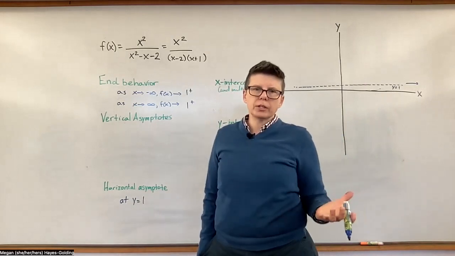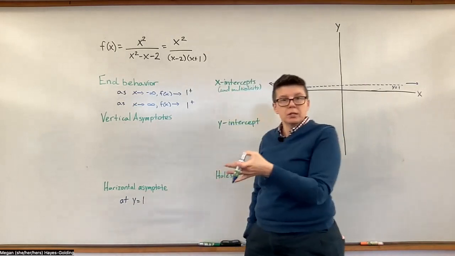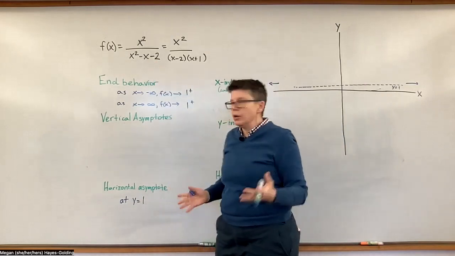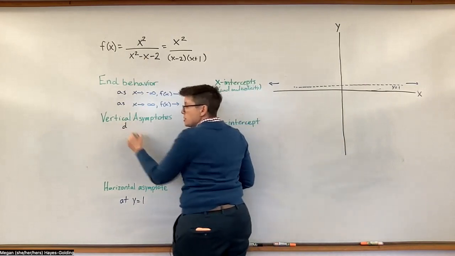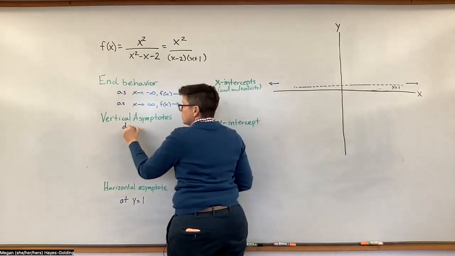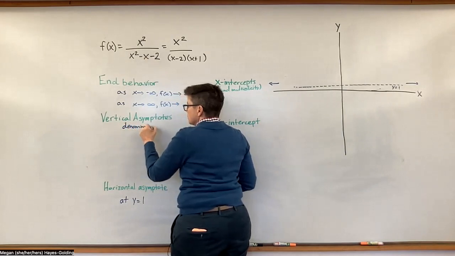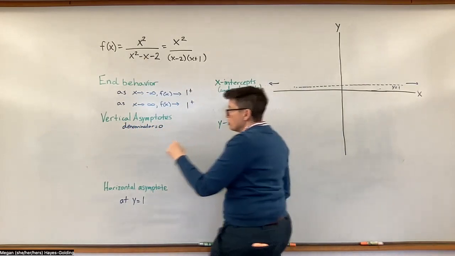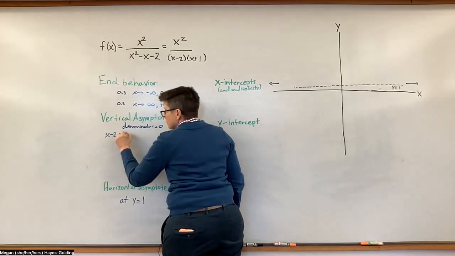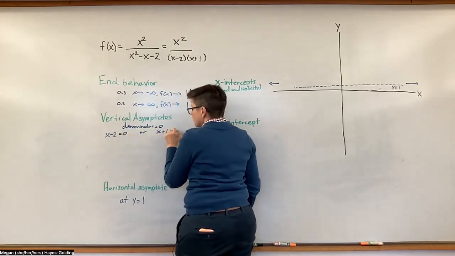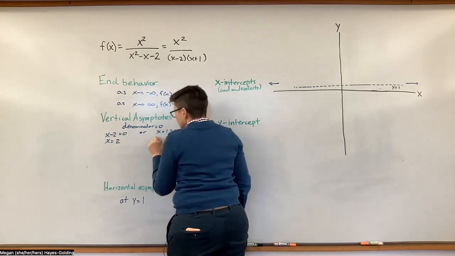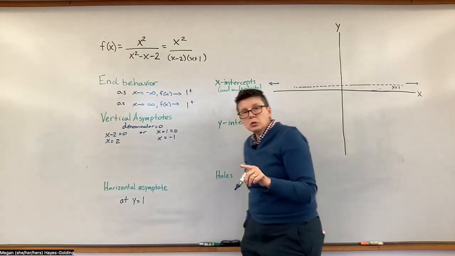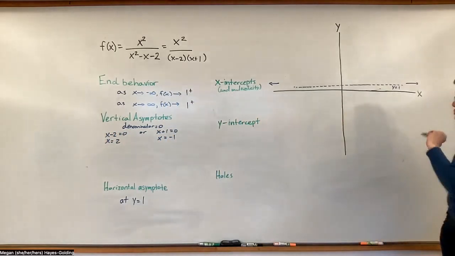Vertical asymptotes, let's check it out. Vertical asymptotes happen when the domain is restricted on the function. That happens when the denominator is 0, because that leads to an undefined situation. Undefined: x minus 2 equals 0 or x plus 1 equals 0. Two vertical asymptotes. We're going to also look at the behavior around them. Let me sketch them in first, though.